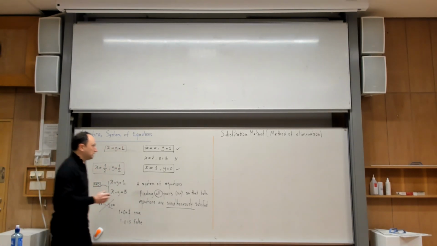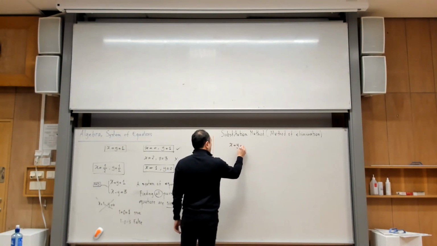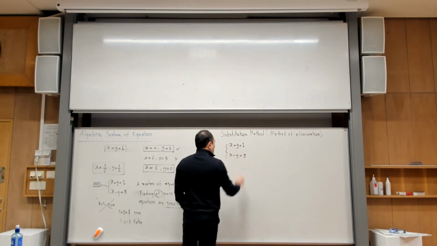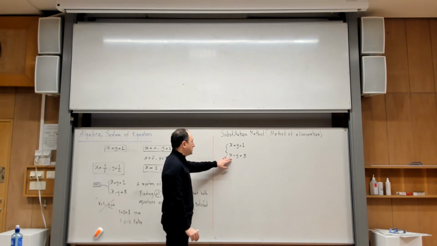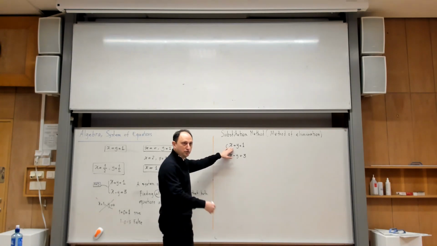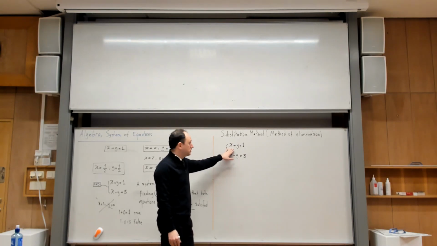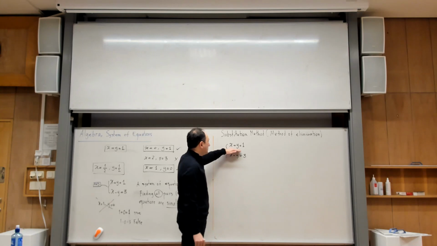So what do I mean? Let me just do it for this system. It's a very, very simple task to do. You go to your system and choose one of your equations. Of course, it is better to choose the simpler one. But it doesn't matter if you bother to do the calculations; it doesn't matter which one you choose at this stage. For example, let me choose the first one.